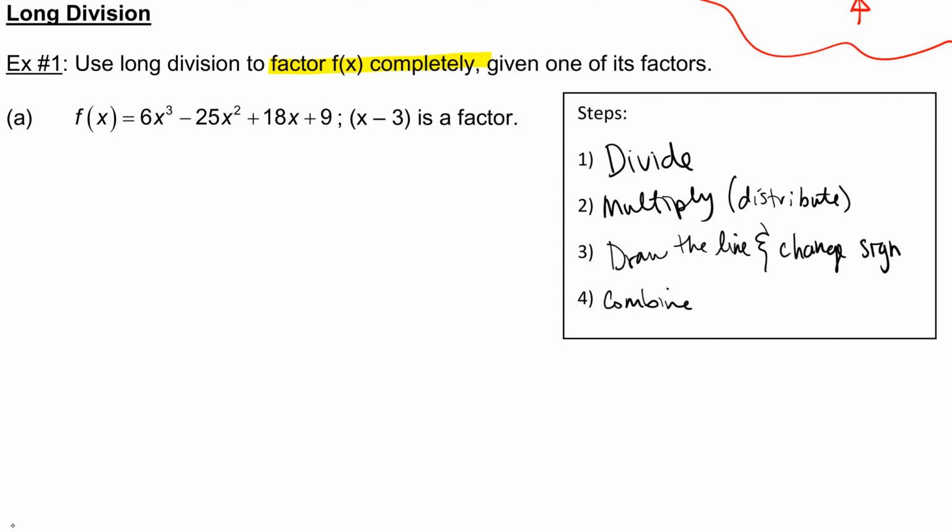I should have brought my stereo and had some jazz playing while I sing this to you, because it has a rhythm to it, like those poetry slams. Divide, multiply, draw the line, change the sign, combine. It's fine, whatever. That's the order. Thank you. No, it snaps.